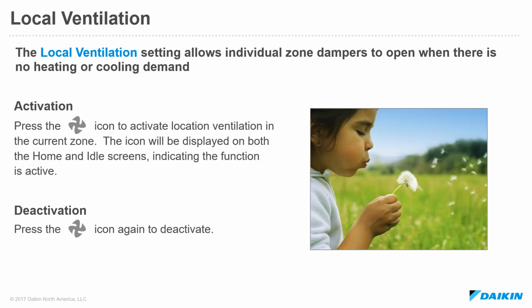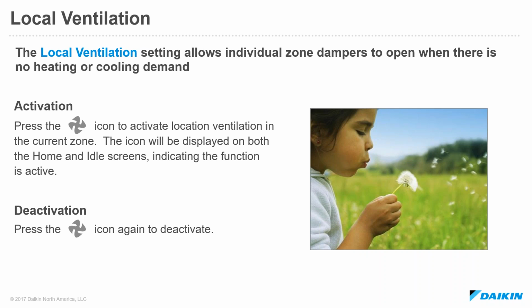There's also a local ventilation setting, and local ventilation is enabled kind of individually at the zone level. And essentially this is similar to global ventilation, except when there is no heating or cooling demand from any zone, and we can kind of de-energize the coil. Any zone that has the local ventilation active will allow that zone damper to open, and the indoor unit's fan will run so that we can circulate ventilation air to improve the indoor air quality of that particular zone.